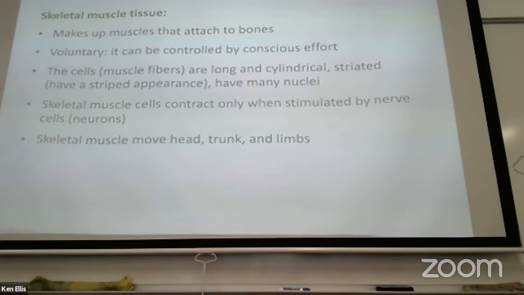It says that skeletal muscle is voluntary, meaning you decide, I want to move my finger like this right now. There are other muscles that we don't have that kind of control over, but the skeletal muscles we do. We have voluntary control, conscious effort. The cells, the muscle fibers themselves, are long and cylindrical. They're striated. That just means there are lines across, which I'll show you in a minute.